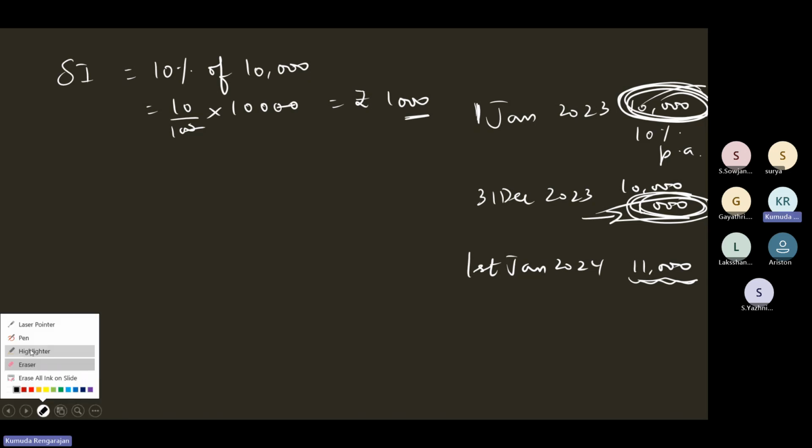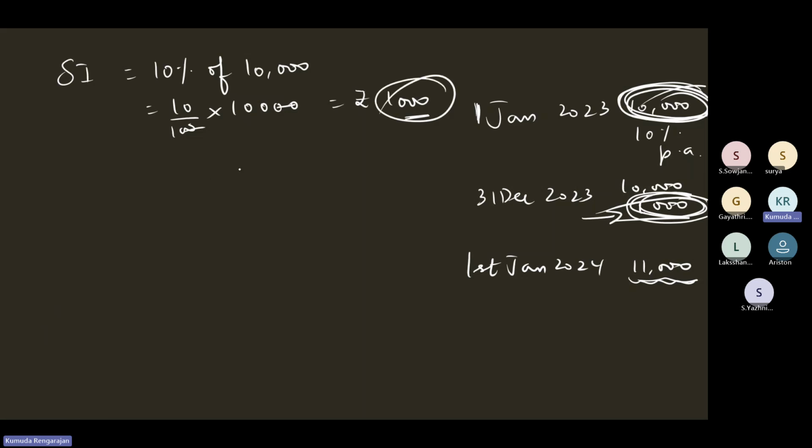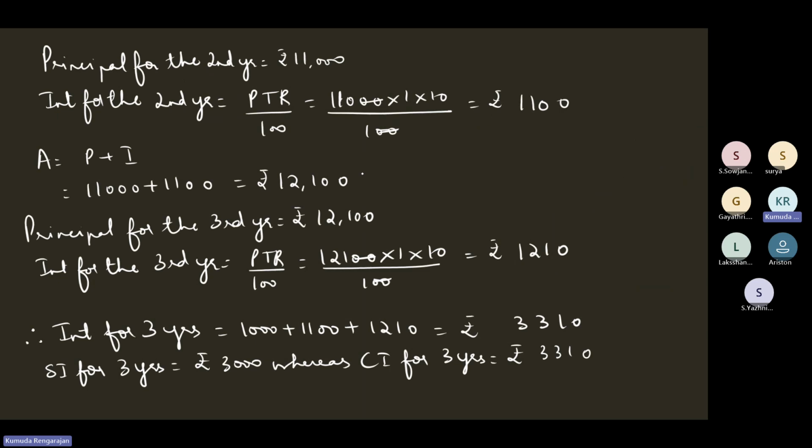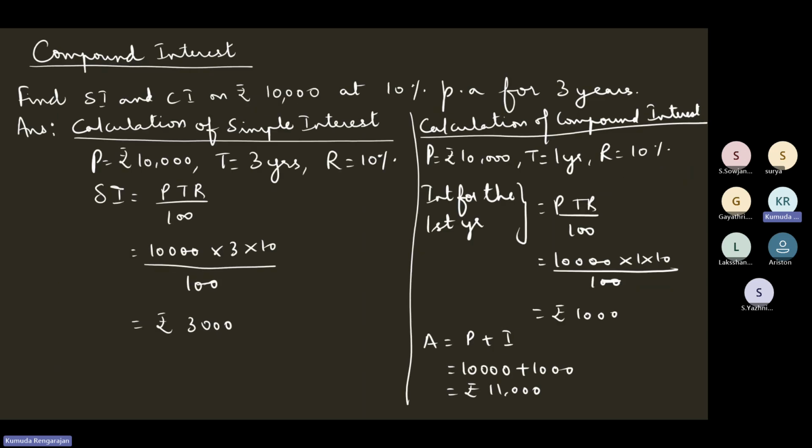So in this example where we have taken 3 years, interest for 1 year is 1,000. So for 3 years will be 1,000 into 3, 3,000 rupees. That's what we got here using the formula PTR by 100. This is the formula we use to find the simple interest. Principal into time into rate by 100. Principal is 10,000. Time is 3 years. Rate is 10% by 100. So when you work this, you get 3,000 rupees.